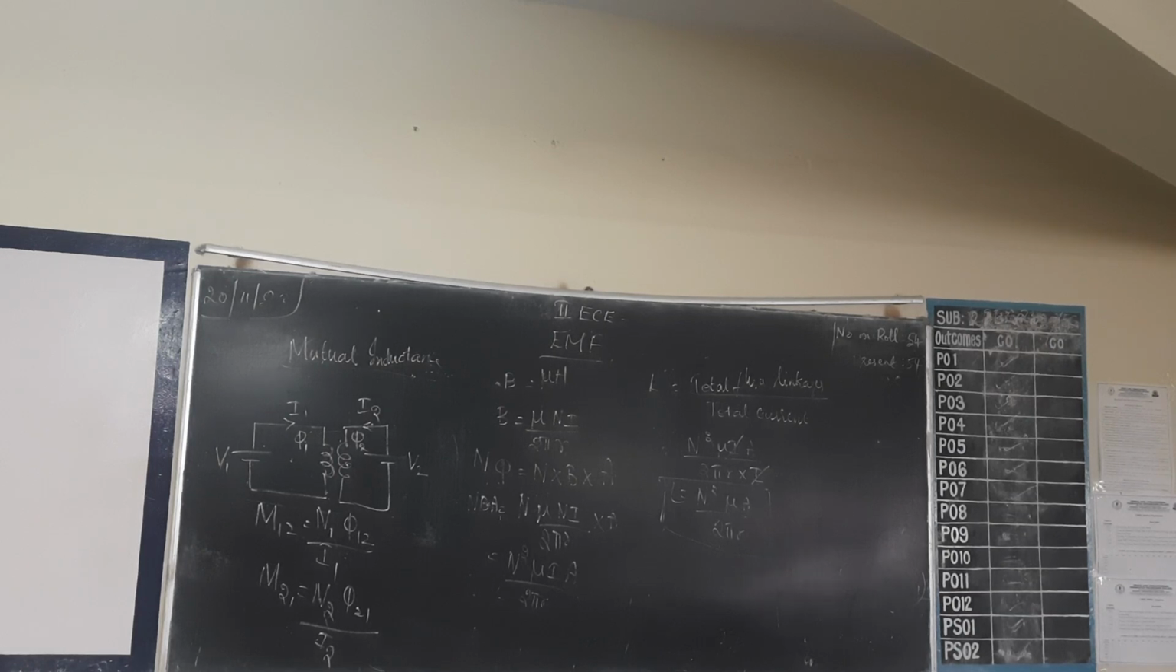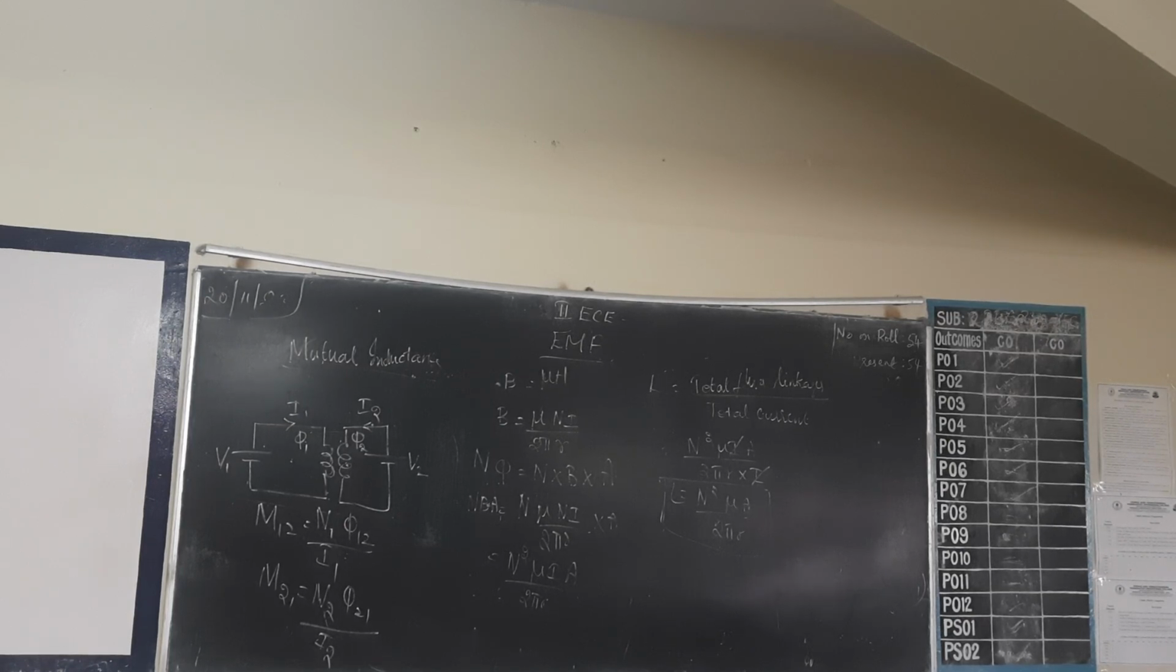Permeability in free space. So mu is equal to mu naught into mu r, which is permeability in free space multiplied by relative permeability of the medium. Can you all understand? So you can just substitute and find out. That's it. The answer will be given.